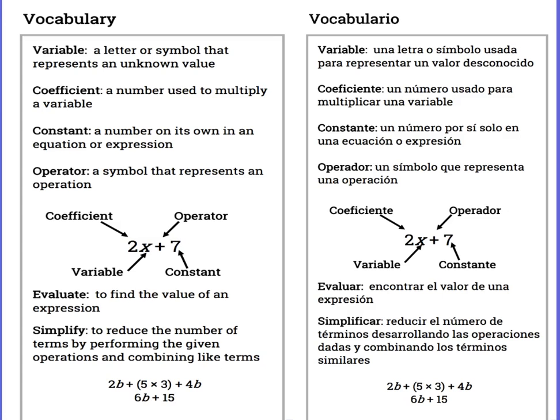Now we're taking a look at the vocabulary again. And we've already talked about variable, the letter or symbol that represents an unknown value; coefficient, number used to multiply a variable; constant, the number on its own; operator, could be addition, subtraction, multiplication, or division. Evaluate means to find the value of an expression, and simplify, to reduce the number of terms by performing the given operations and combining like terms. When we combine like terms, we're simplifying the expression.